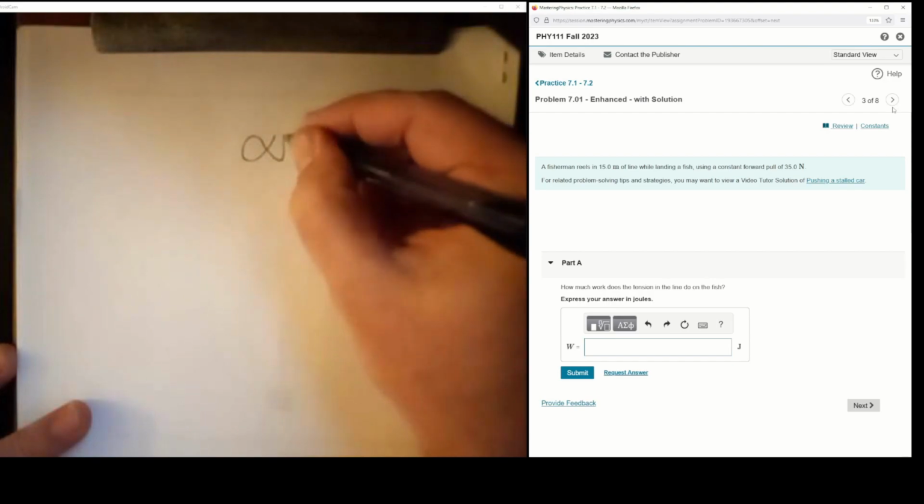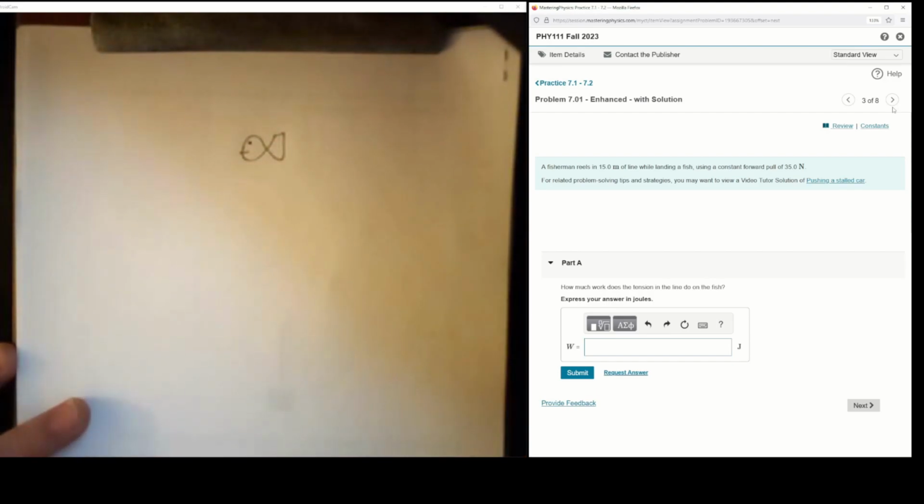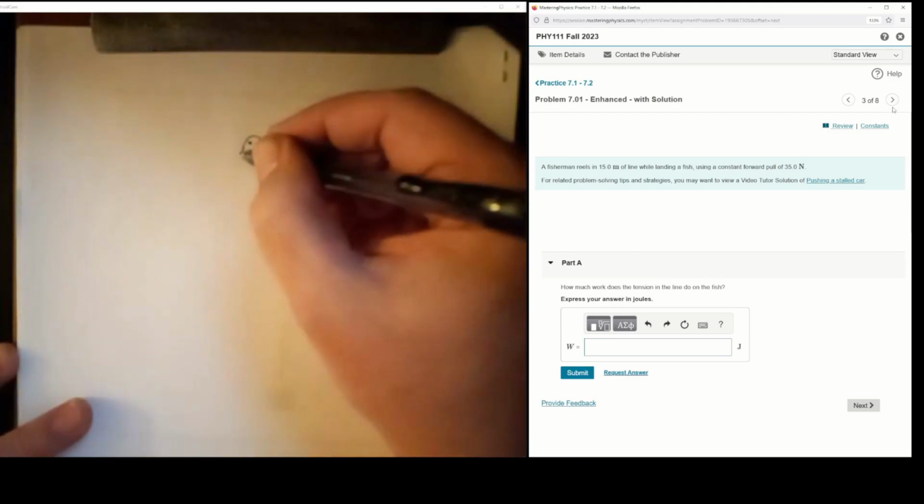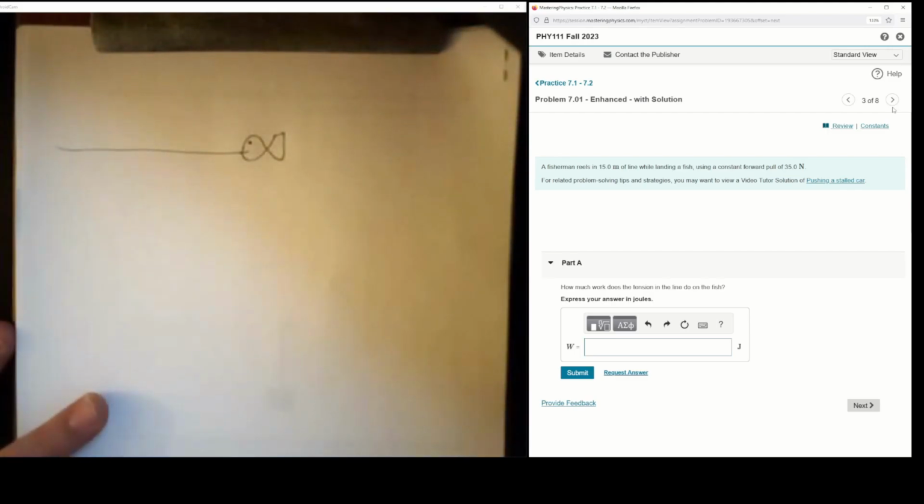Now we've got our fisherman reeling in 15 meters of line while landing a fish, applying a constant force. Well, there's my fish. And now there's no angle given, so we're going to assume this is horizontal.